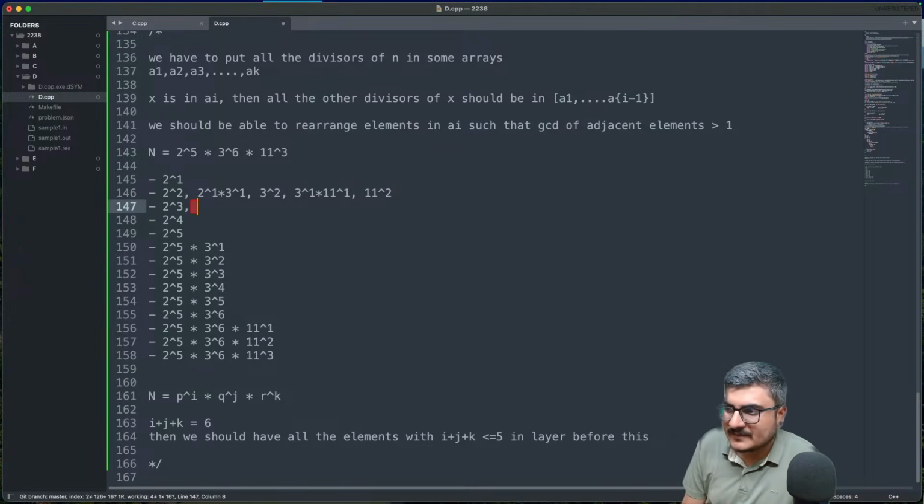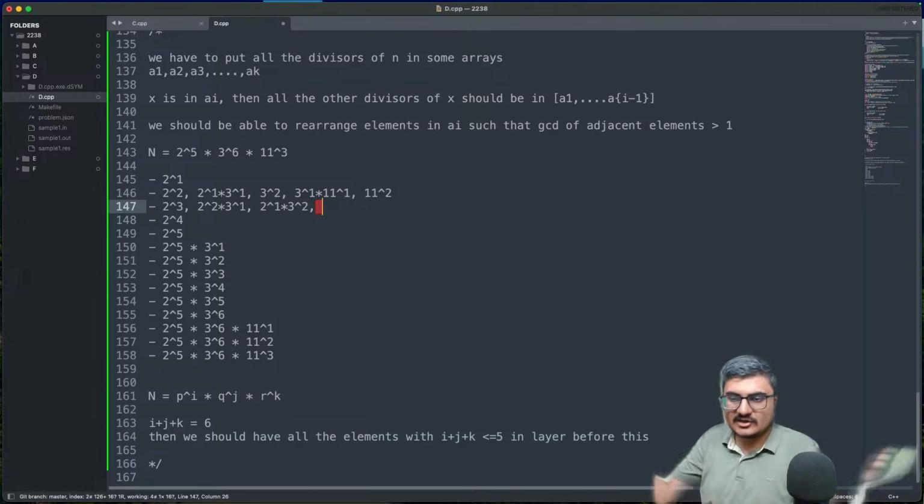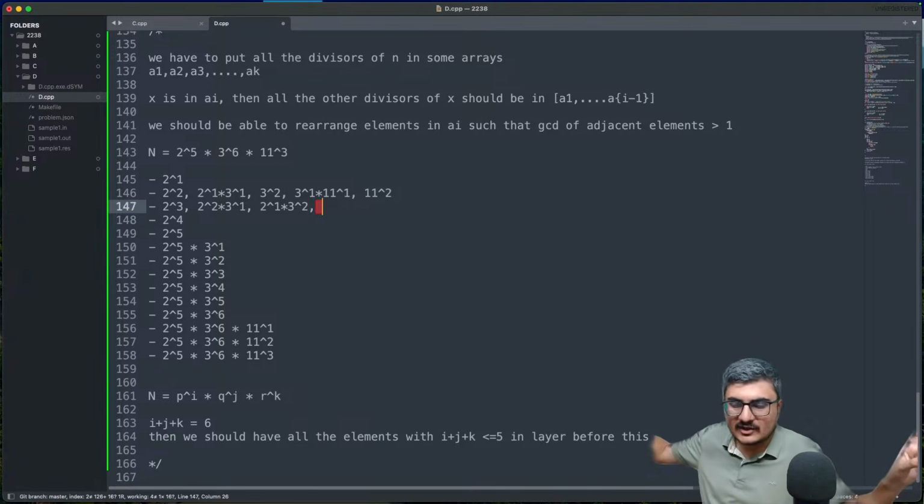For this as well, once you have 2 to the power 3, you can also make 2 to the power 2 into 3 to the power 1. Then you can remove one more factor, 2 to the power 1 into 3 to the power 2. Then you start adding 11 as well. This is not a cyclic array; it's a simple chain, so you don't have to bother about the first and last element.